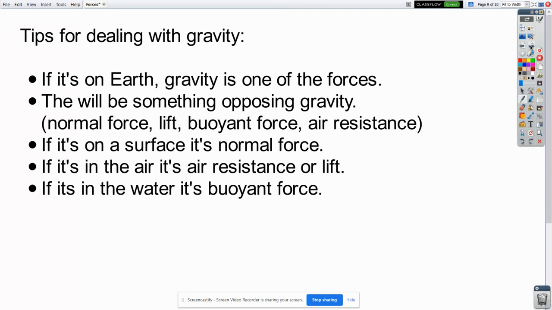When you draw free body diagrams, gravity is almost always involved, because the free body diagrams you're typically drawing are for objects on Earth. If an object's on Earth, gravity is one of the forces that you're going to have to draw on it, and gravity always goes down. Gravity always points towards the Earth, so gravity points down. And that's how down is defined. Down is the direction that gravity pulls.